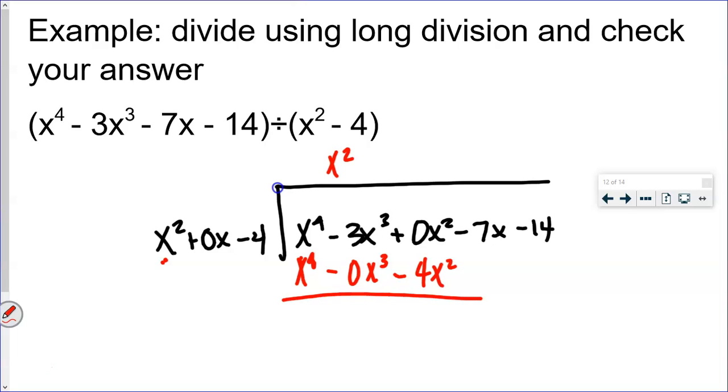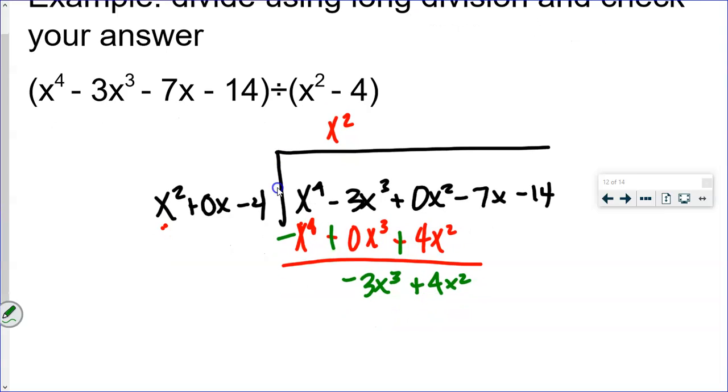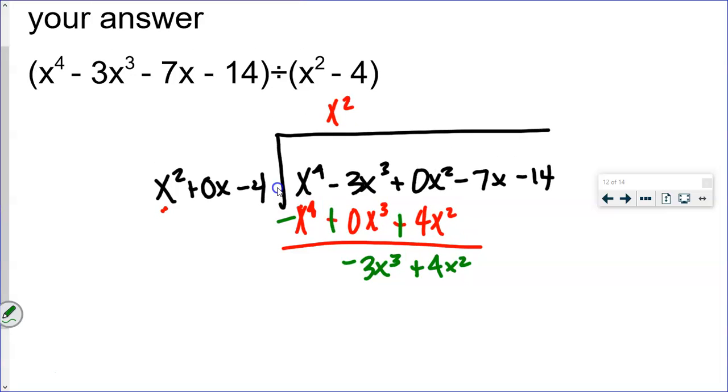So now we're going to subtract all this, if you guys recall. So subtract, add, because we're changing the signs, right? So now this is going to be negative 3x to the third plus 4x squared, okay? So now once again, we're asking ourselves, what do we have to multiply x squared by to get negative 3x to the third? So that's negative 3x, right? So that's negative 3x to the third. And then we've got, again, plus a 0x squared. And then we've got negative 4 times negative 3x is positive 12x, right?